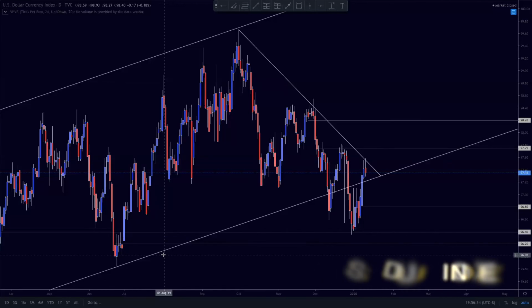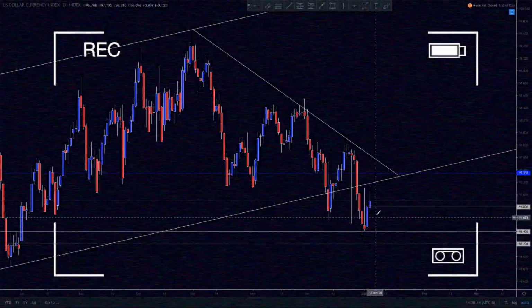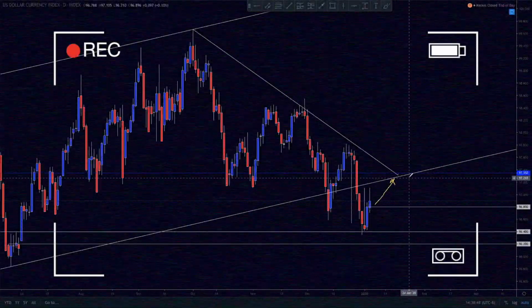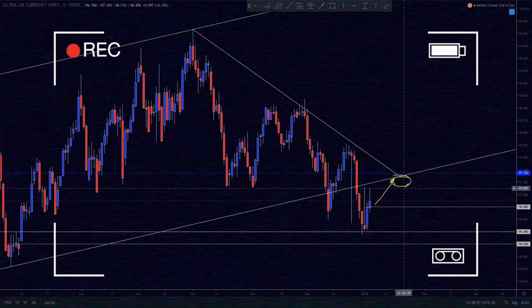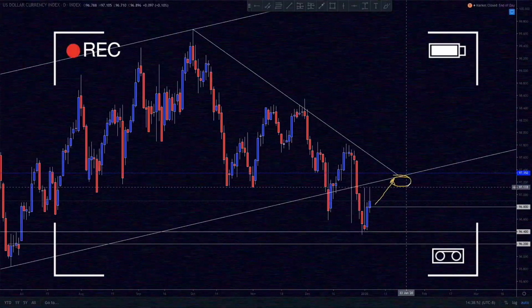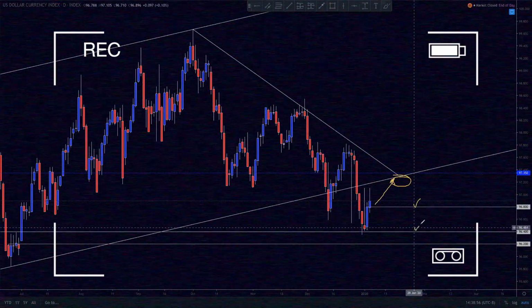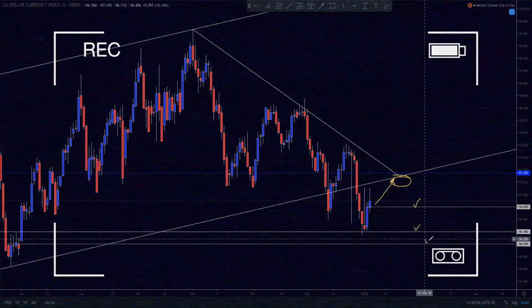First up is the dollar index. Here's what I said last week. Let's see what happened. If we get a pullback and rejection of the key level of 97.35, I would look for short opportunities to the downside to targets 96.80, 96.40, and 96.20.